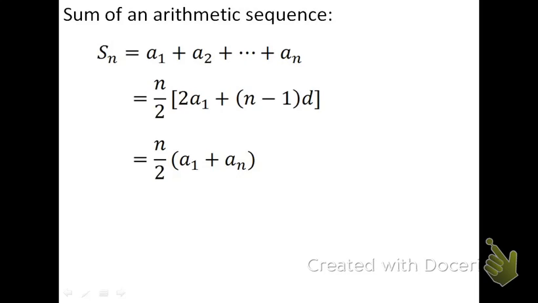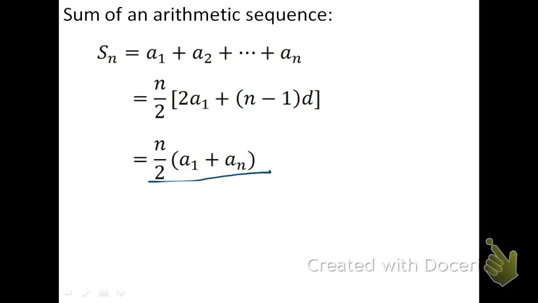Okay, what about the sum of an arithmetic sequence? So if we want to know a sub 1 plus a sub 2, etc., all the way to a sub n, here's what we can do. There's a couple of ways you can write this. n over 2 times a sub 1 plus n minus 1 times d, or just n over 2 times a sub 1 plus a sub n. The second one is the formula that's most commonly used. This will be given to you on the final, so you don't need to memorize that formula. It is going to be given to you.